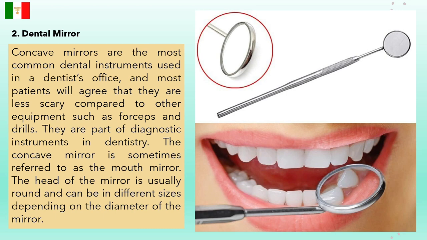The mirror number shows the relative diameter of the mirror. Most dentists prefer size 4 or 5 mirrors, but a small-sized mirror with a number 3 diameter is important in case of mirror size issues.